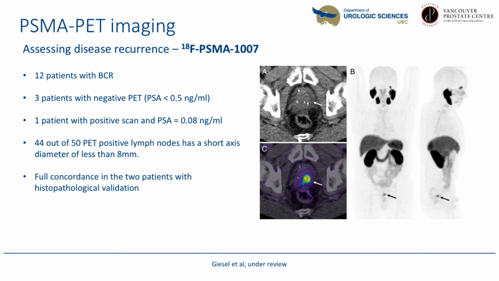2 patients underwent histopathological validation. 1 patient with biochemical recurrence after radiation therapy who received radical prostatectomy, and 1 patient with biochemical recurrence after radical prostatectomy, where a lymph node in the pelvis showed up, who received salvage lymphadenectomy. And there was full concordance in these patients.